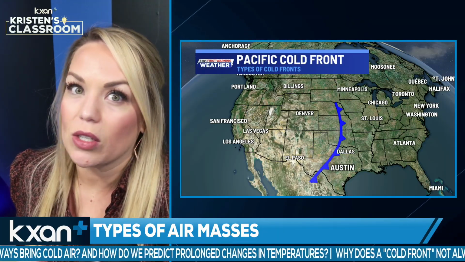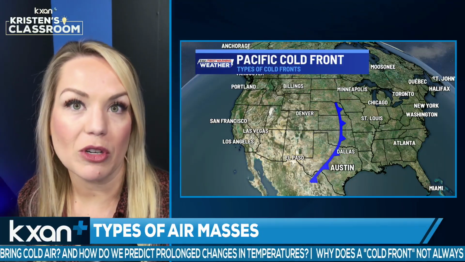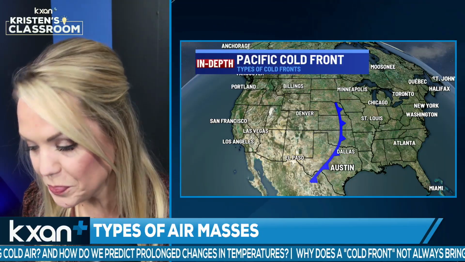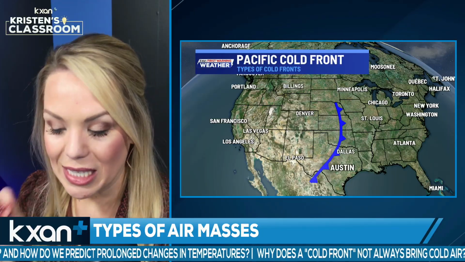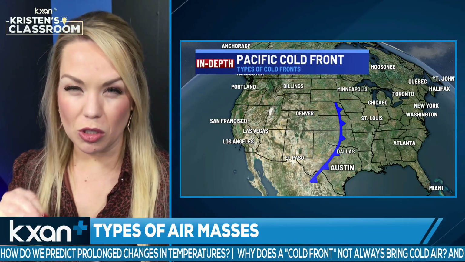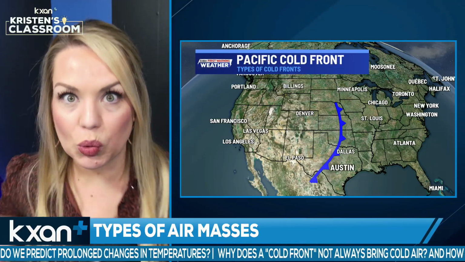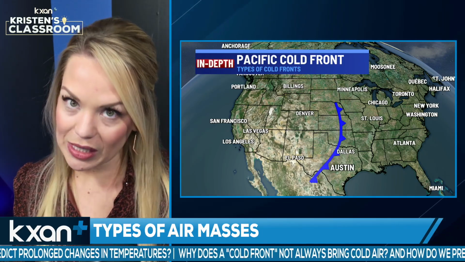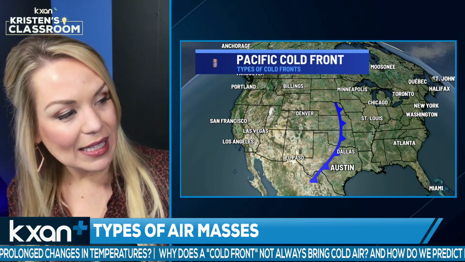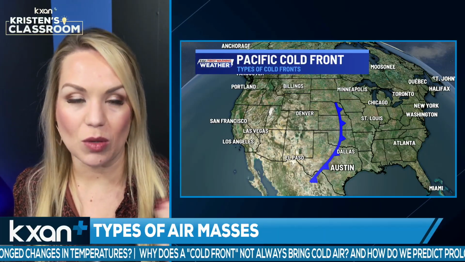If it's a really cool air blob, then our temperatures will hold together nicely to drop by the time that air blob makes it to Austin. But more often than not, here in Texas, we're usually not looking at temperatures cratering with the Pacific cold front because, one, it's not as cold as the Arctic, and two, it's got to move over all those western states before it reaches us.